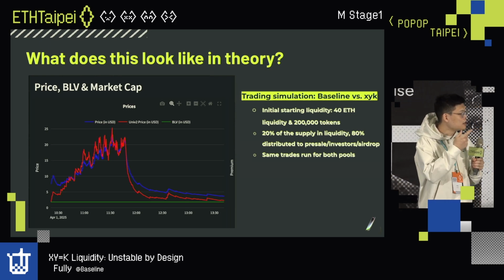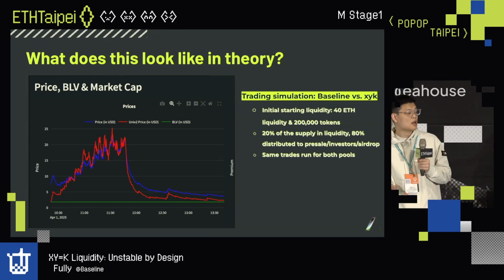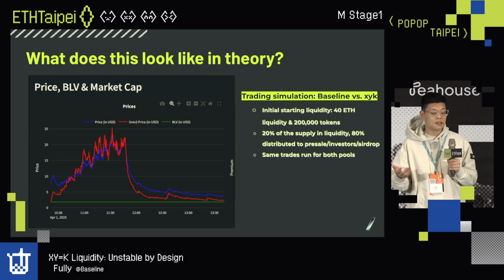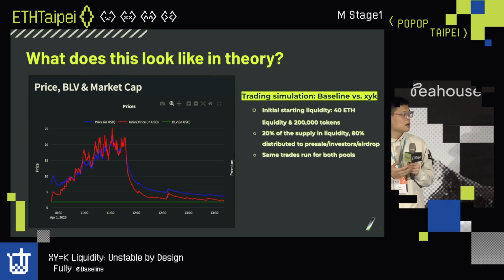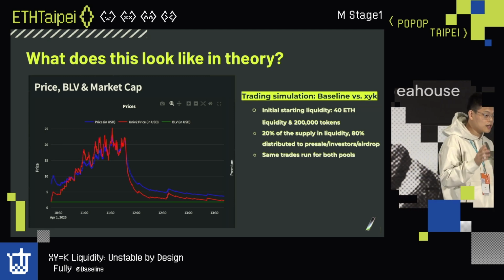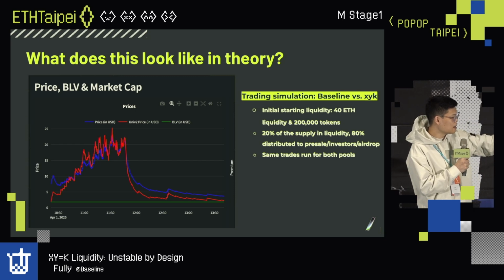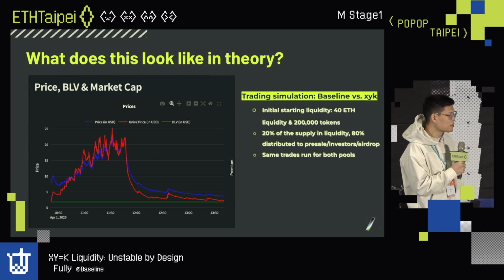So in here you see that the blue is the baseline price and the red is the Uniswap price. Both pools start with 40 ETH of liquidity and 200,000 tokens in this simulation. It's 20% of the total supply into the pool with 1 million total tokens, and we're running the same trades for both. So you can notice that in the second, with the blue, the volatility is dampened, something you notice right off the bat.